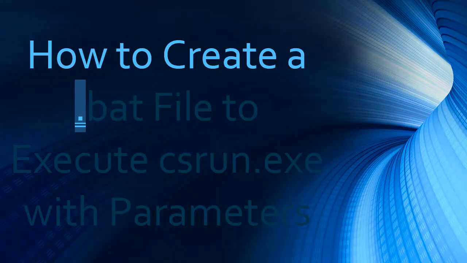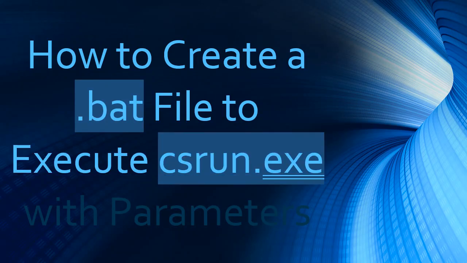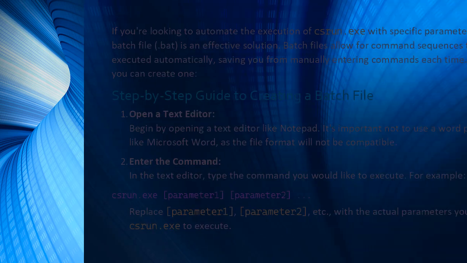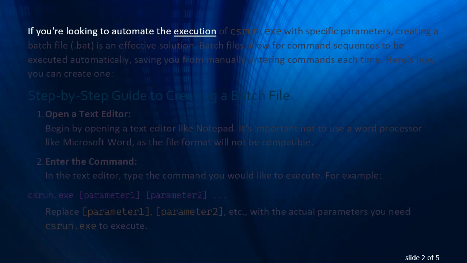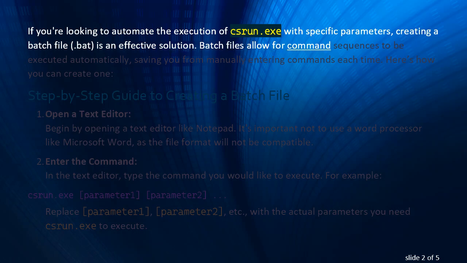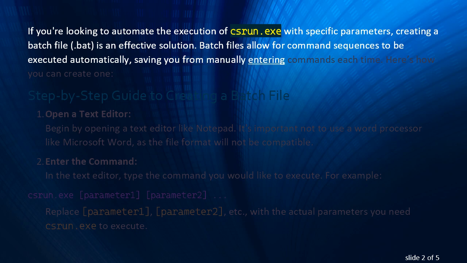How to create a .bat file to execute csrun.exe with parameters. If you're looking to automate the execution of csrun.exe with specific parameters, creating a batch file, .bat, is an effective solution. Batch files allow for command sequences to be executed automatically, saving you from manually entering commands each time. Here's how you can create one.